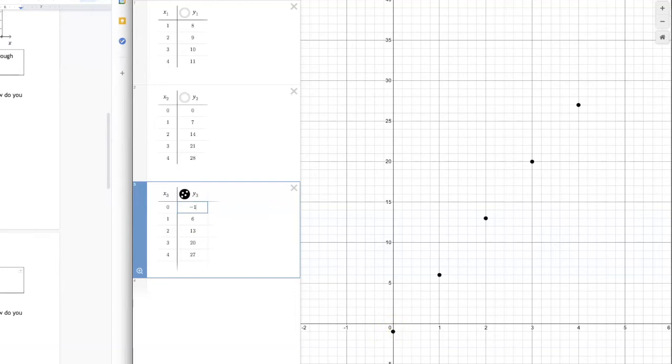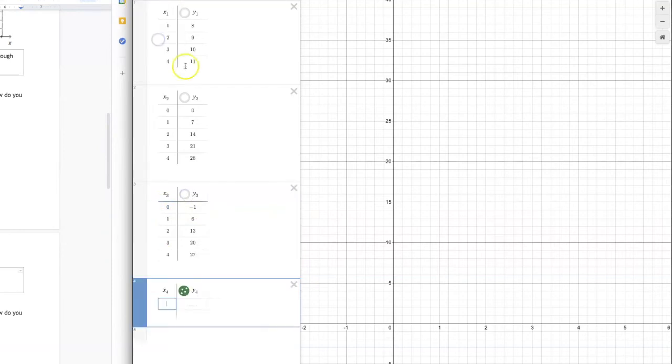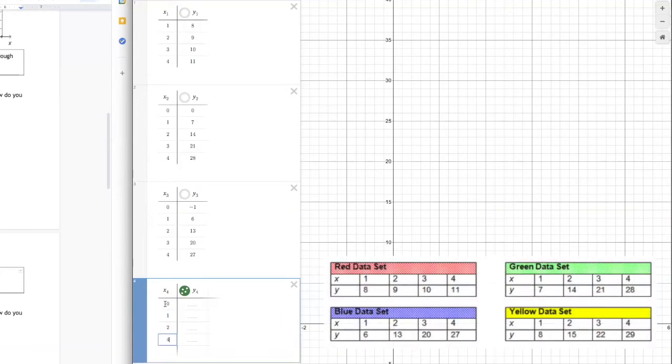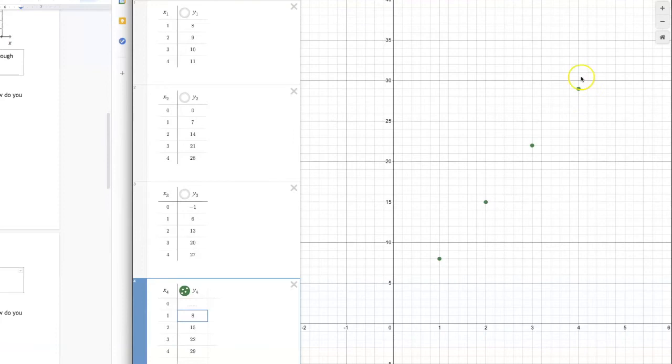So blue data set is also a no-go. Let's look at the yellow data set. We'll turn that off, add another table. Let's leave room for 0 again, just in case. 1, 2, 3, and 4. 4 is partnered with 29, 3 is partnered with 22, 2 is partnered with 15, and 1 is partnered with 8. And again, it looks like it might go through 0.